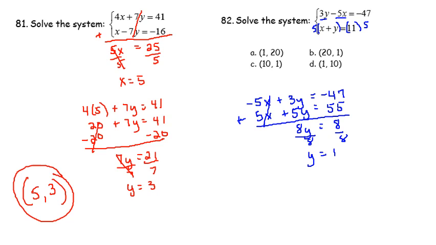I'm going to plug it into the original bottom equation. So it's going to be x plus 1 equals 11. Subtract 1 on both sides, and that gives us x equals 10. So our ordered pair for this one, or our solution, is (10, 1). So that means our answer here is C.